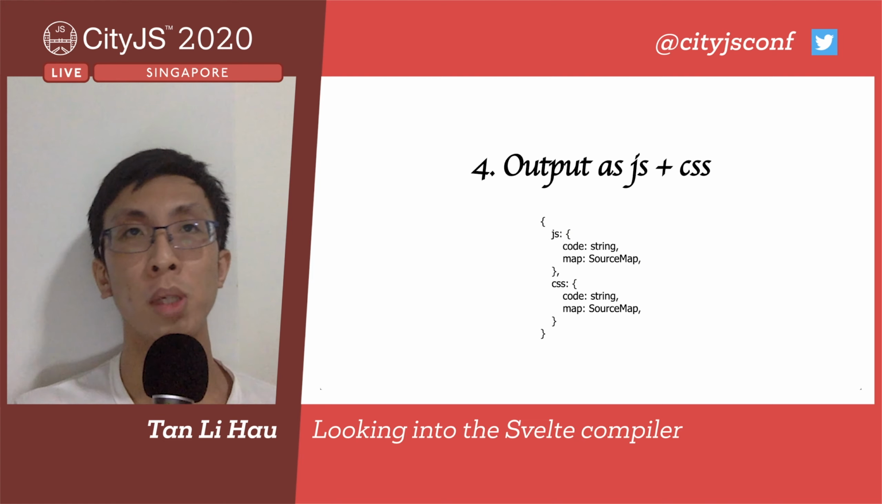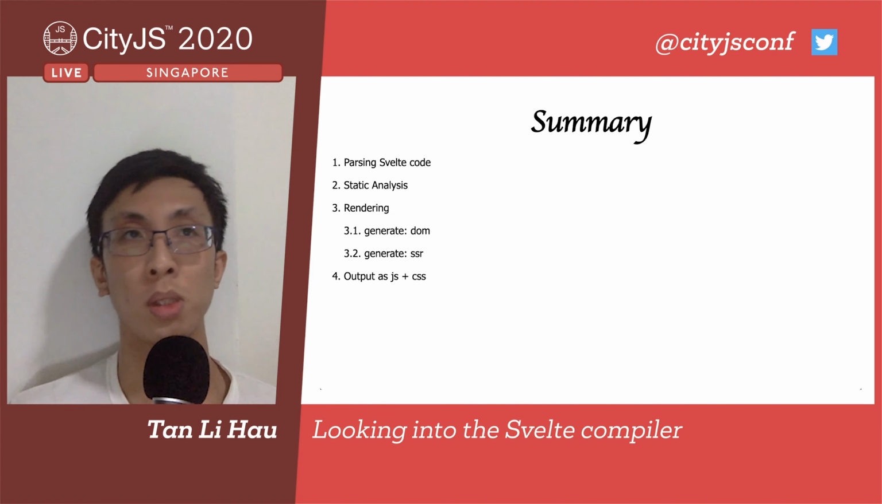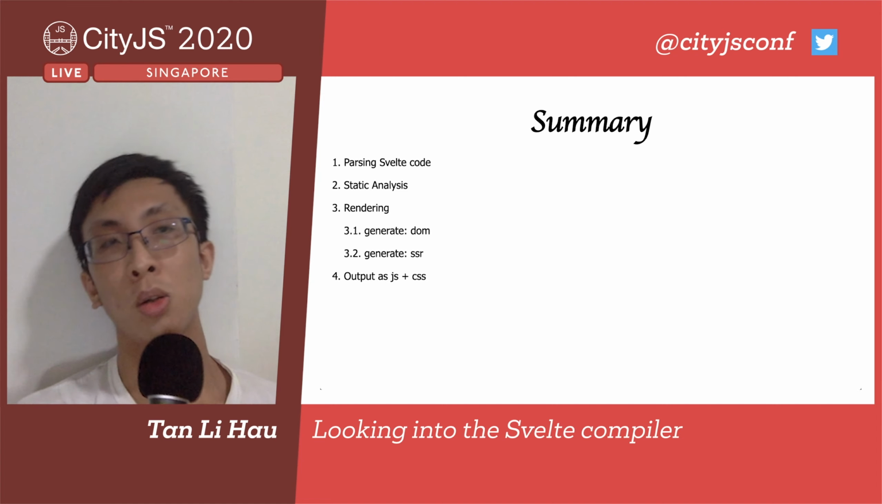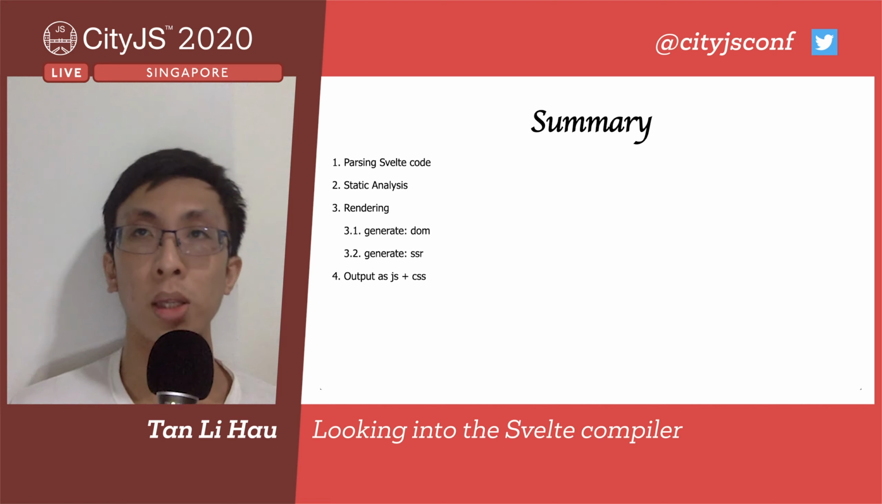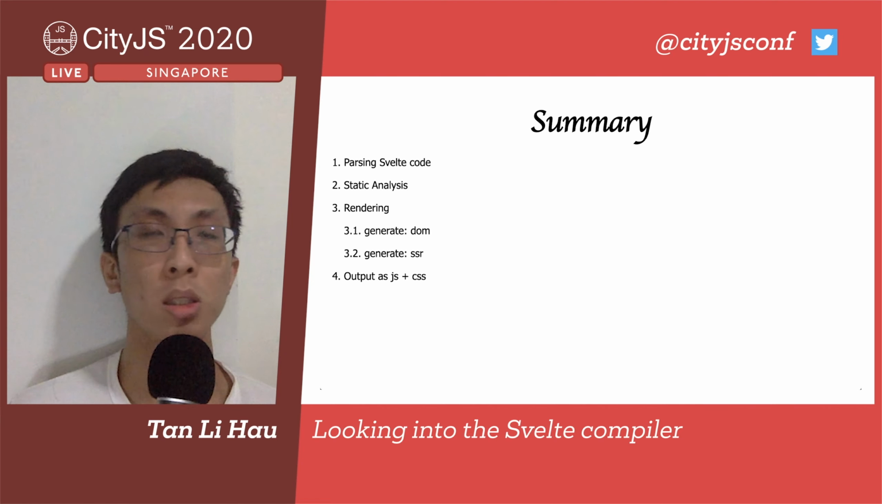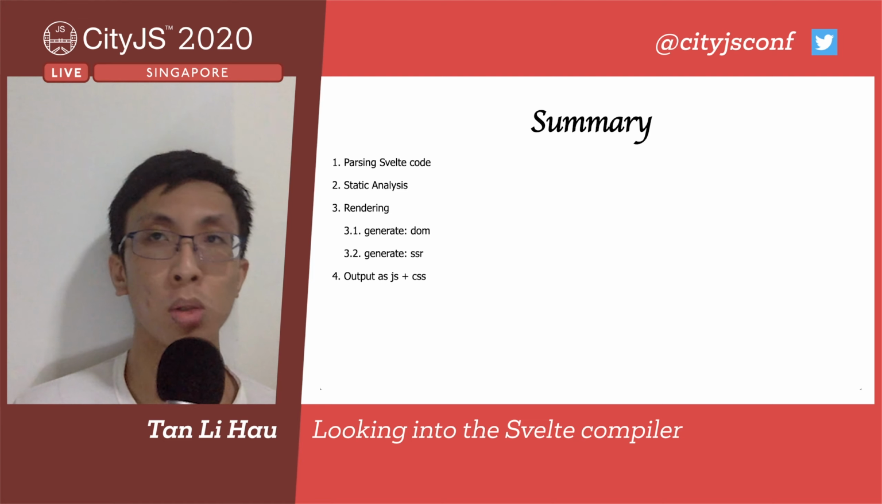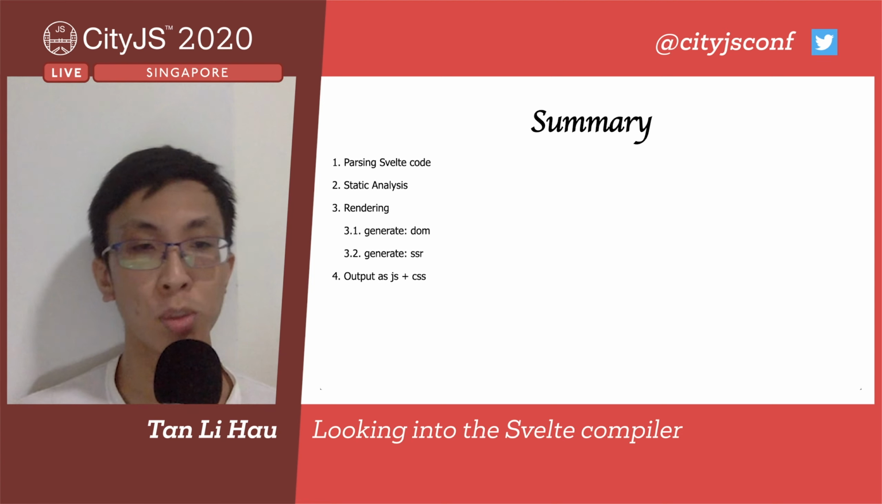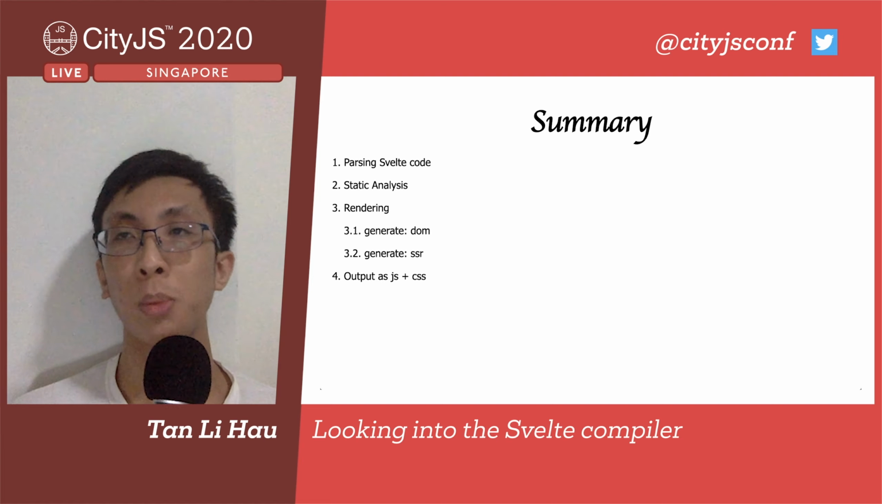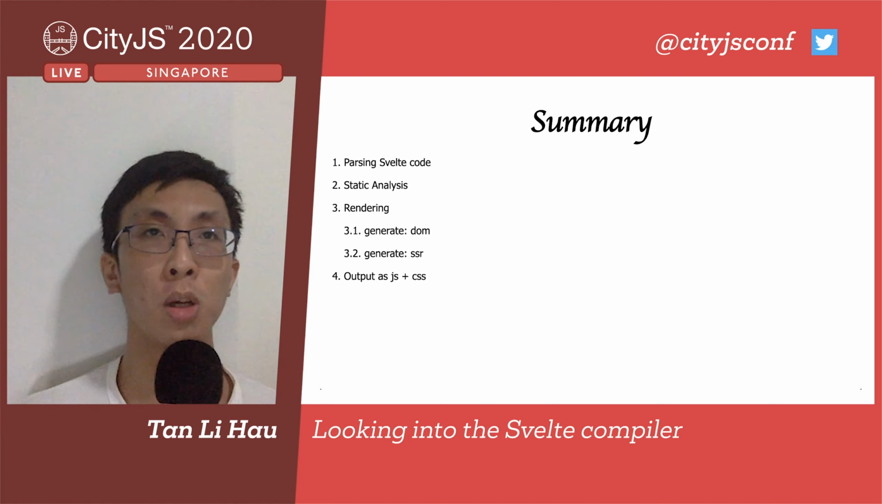So let's review again the Svelte compilation process. Svelte parses the code into an AST, runs a series of steps to analyze the code, tracks the variables, references, and dependencies. And then Svelte generates the code depending on the compile target, whether it's for the client side or for the server side. And the output of the render step is in terms of JavaScript and CSS, which can be written into a file or consumed by our build tools.